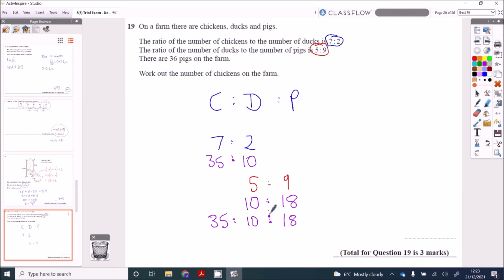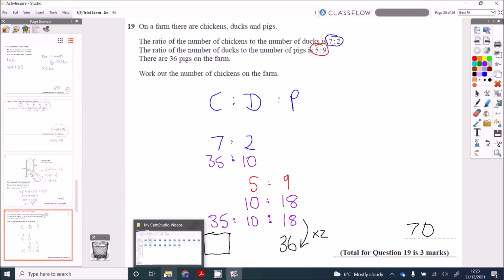Now I can actually go on and answer the question. We are told there are 36 pigs on the farm. So 36 can go into the pigs column. And we're being asked for the number of chickens. Now, how have I gone from 18 to 36? I've doubled it. So I'm going to double the number of chickens. That gives 70. 35 times 2 is 70.